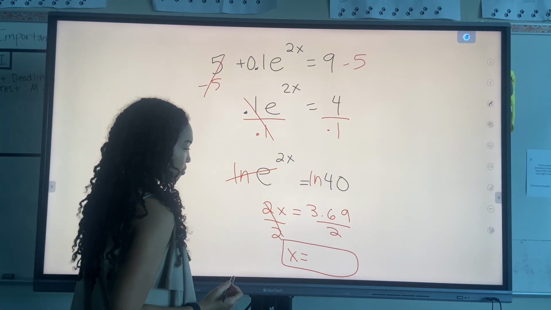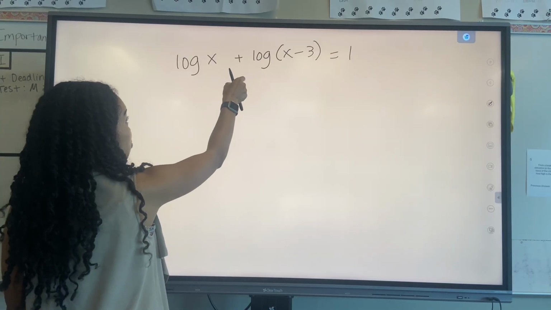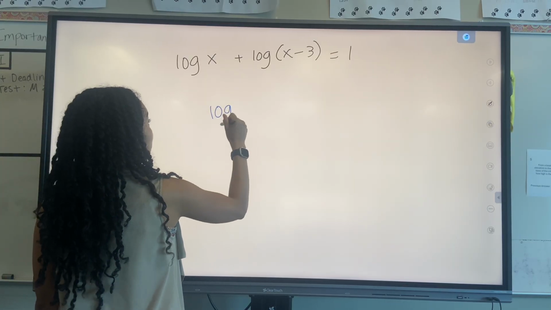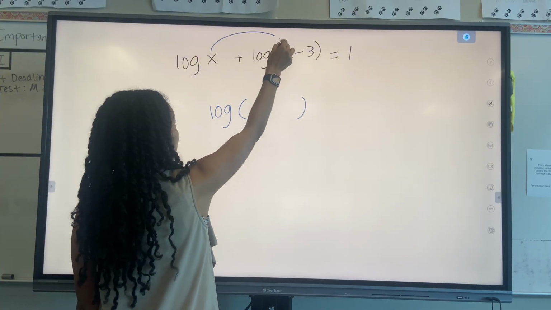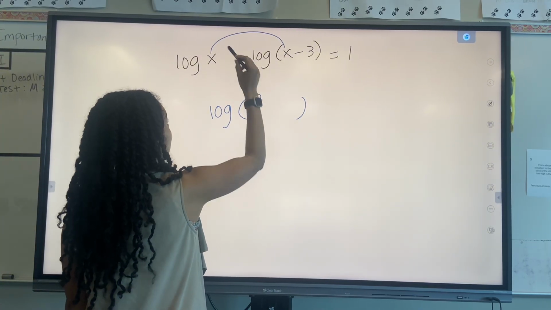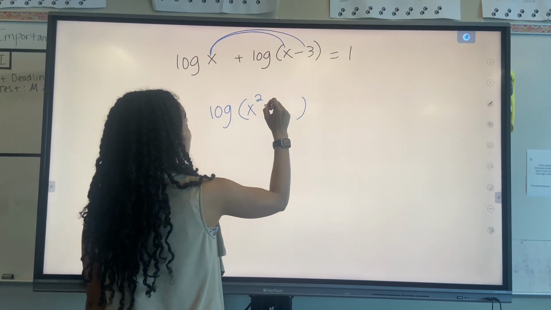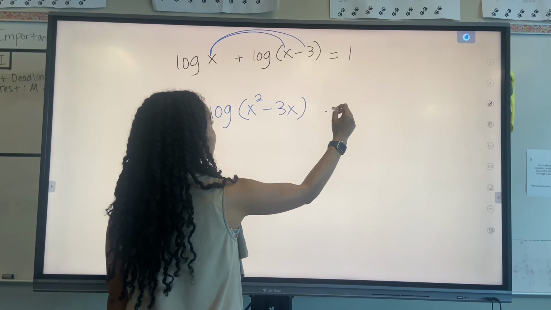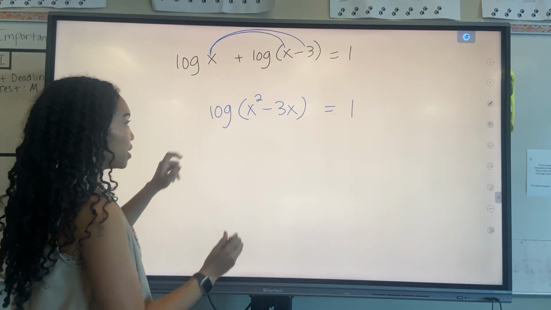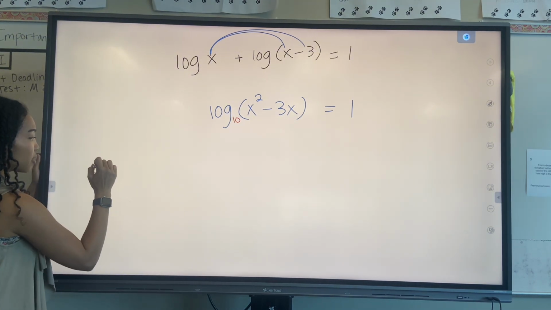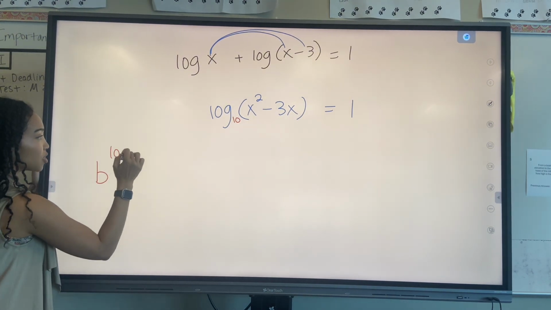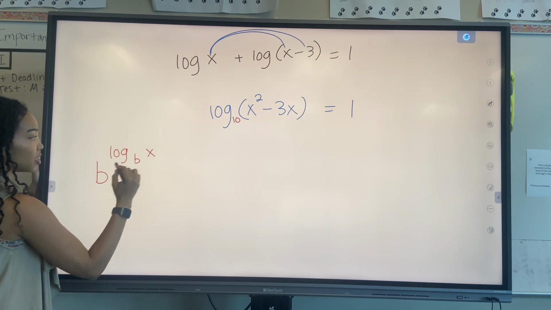Okay, thank you. Okay, so first I'm going to do the product property. I'm going to combine these into a single log by multiplying. So x times x is x squared, and x times the -3 is -3x. What is the base right here? 10. So that means, do you guys remember this right here? If this base matches this base, then you can just cancel out?